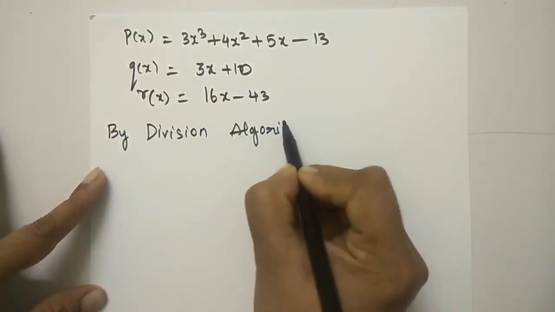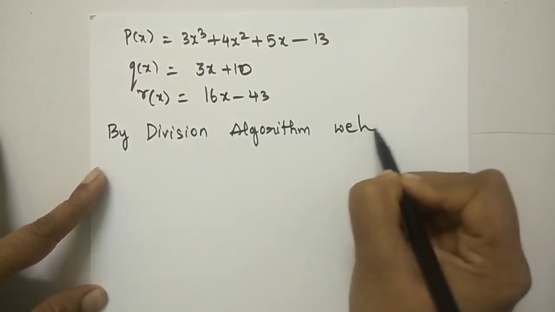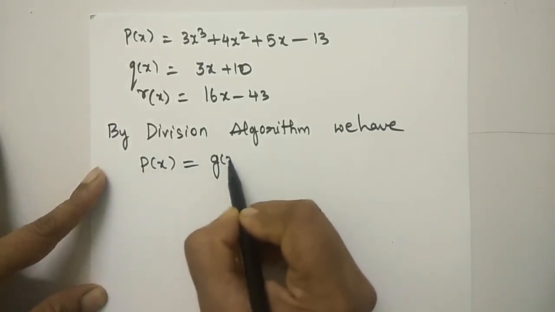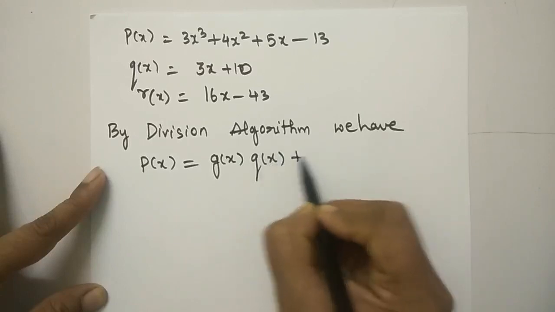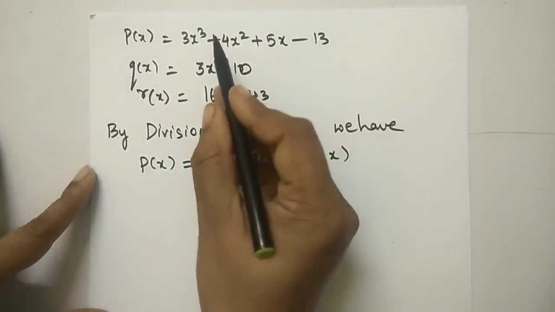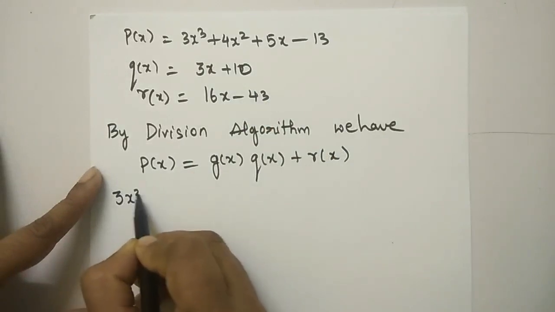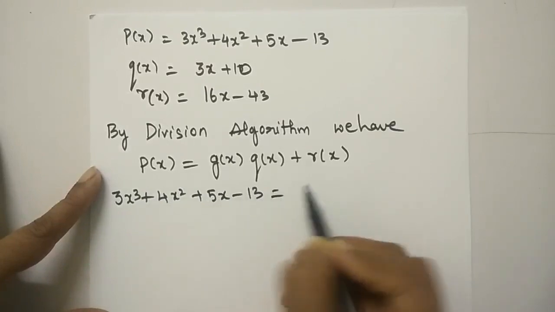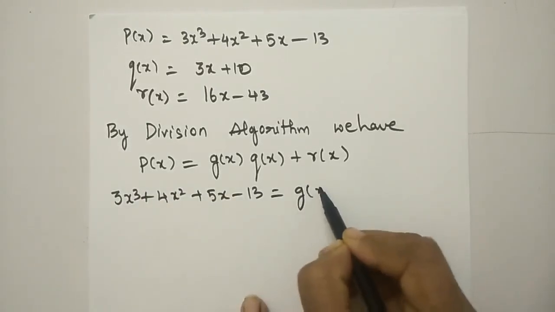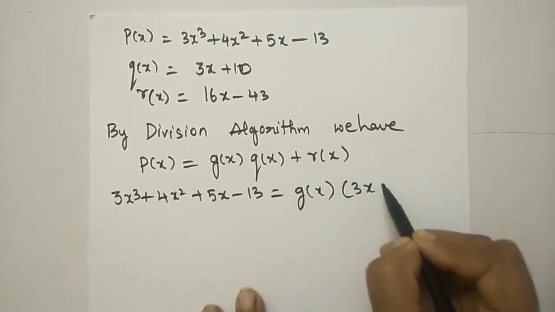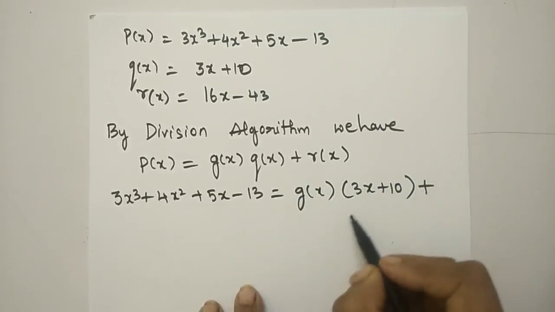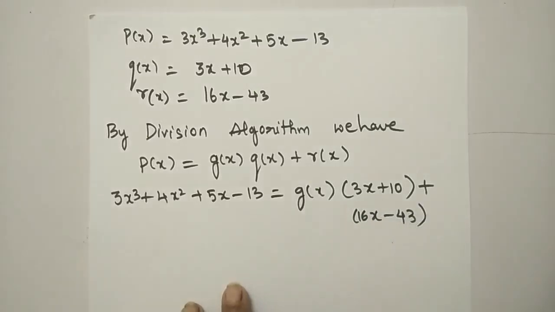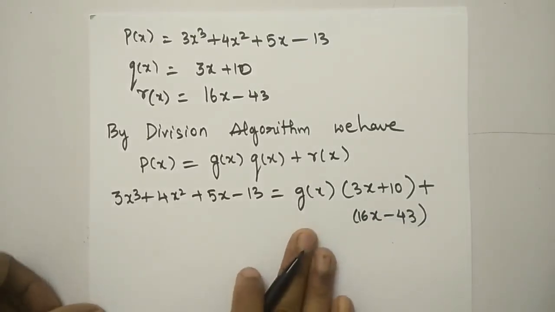By division algorithm, we have P of x is equal to G of x into Q of x plus R of x. Is it not? Here Q of x is 3x cube plus 4x square plus 5x minus 13. This is equal to G of x into 3x plus 10 plus R of x is 16x minus 43. Okay. We want G of x, is it not?